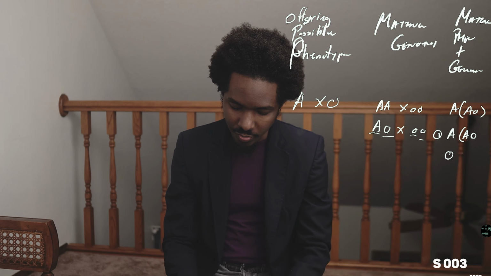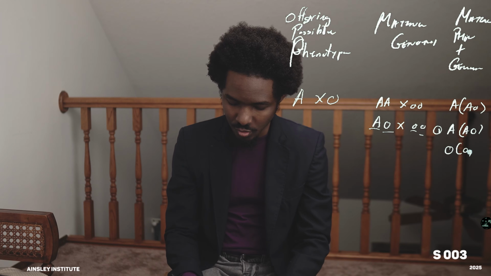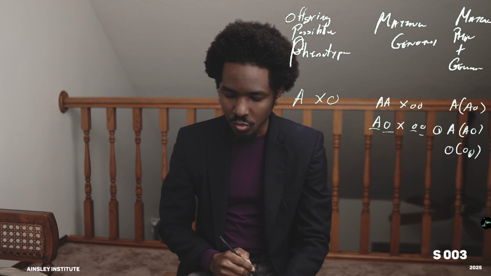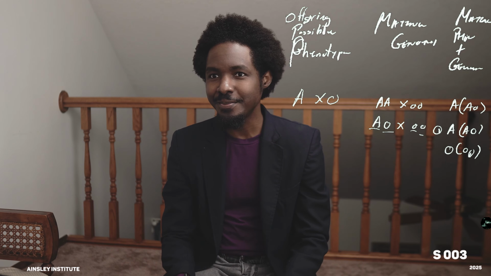So this person could also be an A, and from this A, what is going to be produced is an AO. But A times O gives you AO, but you have O and O. So this person has also the possibility of being an O. So you have OO. So this person can be an A or an O.